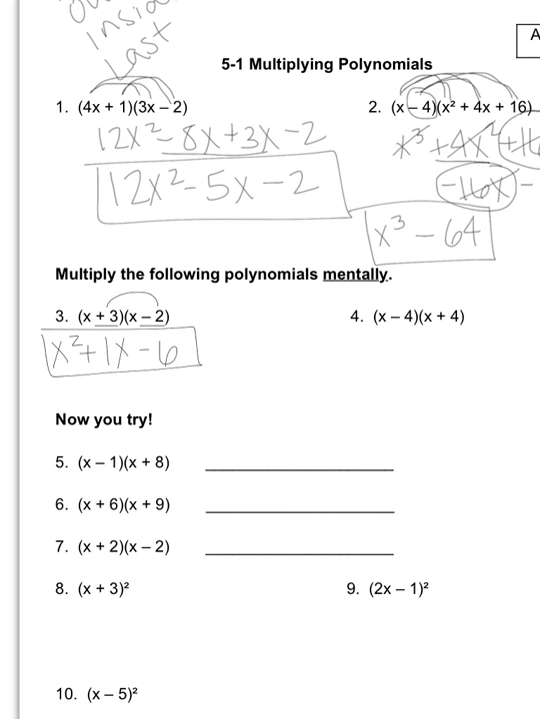Okay, so notice on 4 we have single variables. So to get the first term, we're going to square the variable, so x squared. We're going to add the two numbers in parentheses, so that's going to give me a 0. So I won't write 0x, because there's not an x term there. When you multiply them, you get negative 16. So you will not end up with that middle term there. Okay, so 5, 6, and 7 you can try on your own. It's very similar to what we just went over on 3 and 4.